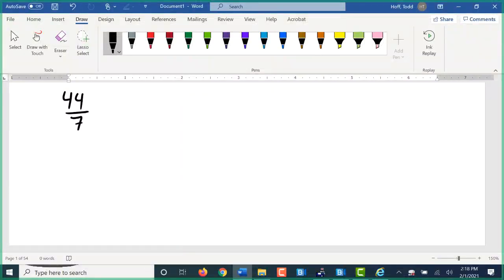So 44 over 7. Now, if we look at that, the 7 again is telling us it only takes 7 pieces to make a whole object. We have 44 pieces, which means we not only have enough pieces to make a whole object, we can make several whole objects. Figure out how many, if we did 44 divided by 7, if we just punch this in our calculator, we're going to get something like 6.2857114.